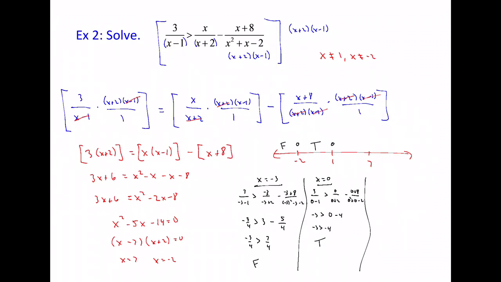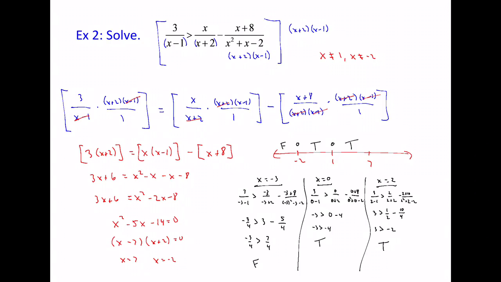And then we want to choose a value between 1 and 7. I'm just going to choose x equals 2. So after plugging in x equals 2, I got 3 is greater than negative 2, which is a true statement. So between 1 and 7 is also true.